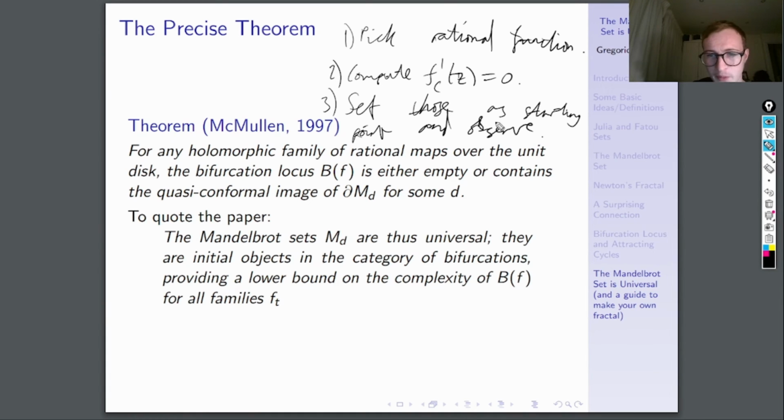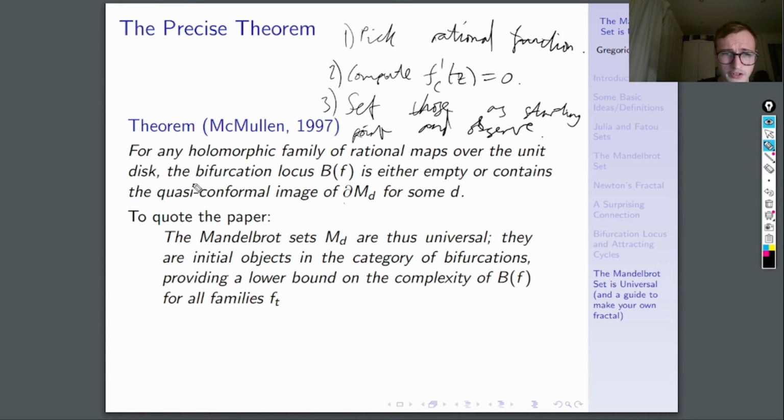So, of course, we're going to look at a ton of examples of us doing this. And we're going to see what happens. We're going to see, is this legit or not? And to quote the paper for a really nice interpretation of this result, the Mandelbrot sets are thus universal, so they're always appearing.